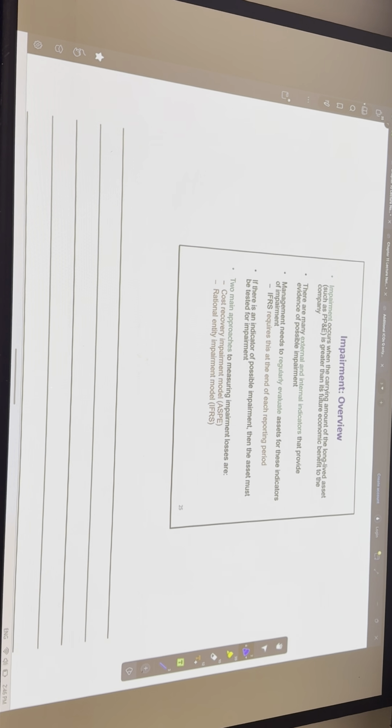So IFRS says you don't need an indicator, you have to do it every year. ASPE says all you need is indicators that trigger you to write off. That means under ASPE, you're not required to do this test every year. There are two models, you guys. The ASPE is called the cost recovery model, and the IFRS is called the rational entity model. So let's take a look at each one.